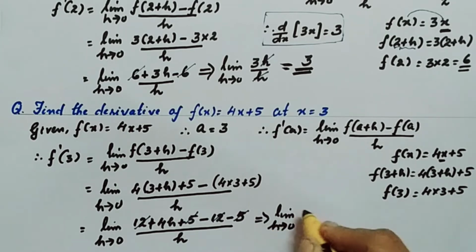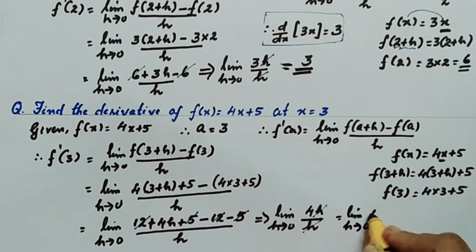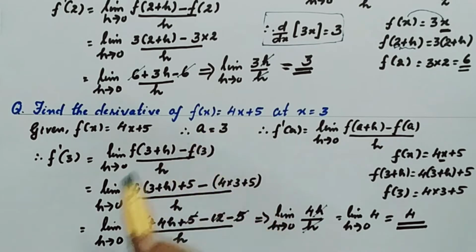4h by h. Don't substitute the value for h at 0 now. Again h get cancelled. The remaining is limit h tends to 0, 4. 4 is a constant value. So the value of the limit is 4. Therefore, the answer, the derivative of f(x) equal to 4x plus 5, equal to 4.